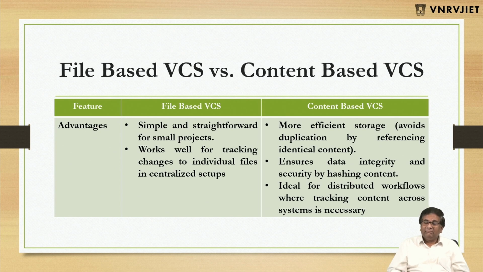Content-based systems can provide more efficient storage, avoid duplication by using referential identity, and ensure data integrity and security by hashing content. They are ideal for distributed workflows where tracking content across systems is necessary. So, hashing is really important.